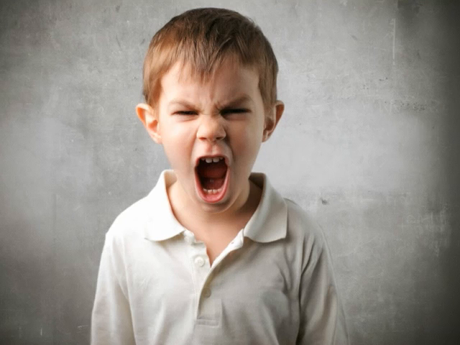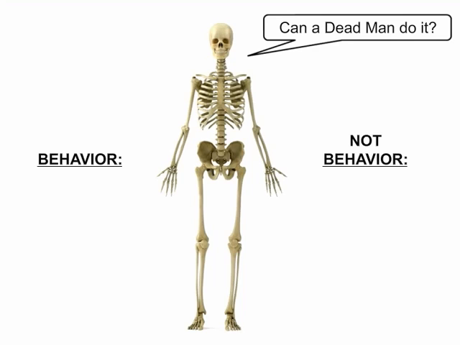In order to determine if something is actually a behavior, we can subject it to the dead man's test. The dead man's test goes like this. If a dead man can do it, it isn't a behavior. For example, can a dead man lay in a bed? Yes, a dead man can lay in a bed, so laying in bed is not a behavior. What about sleeping? Can a dead man sleep? No, a dead man doesn't sleep, so sleeping is a behavior.